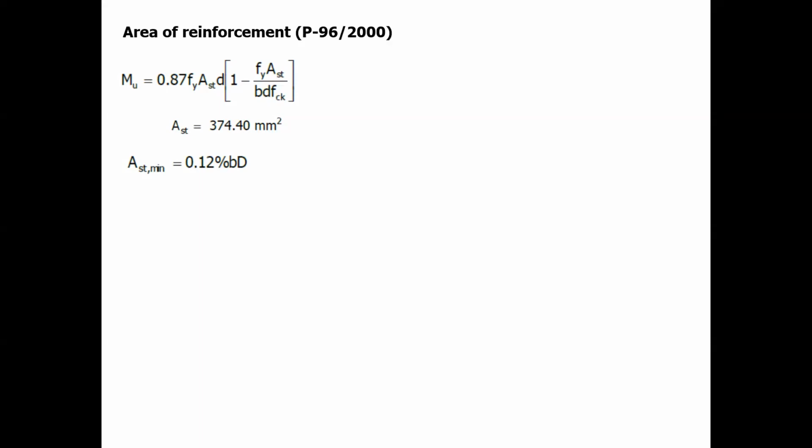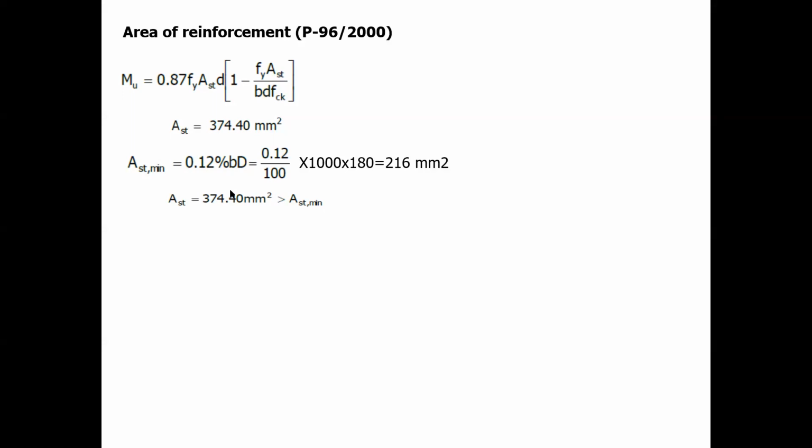216, sir. So it is 216 mm square. Now we compare Ast with Ast minimum. Ast is greater than Ast minimum, right? So you can consider the Ast itself.